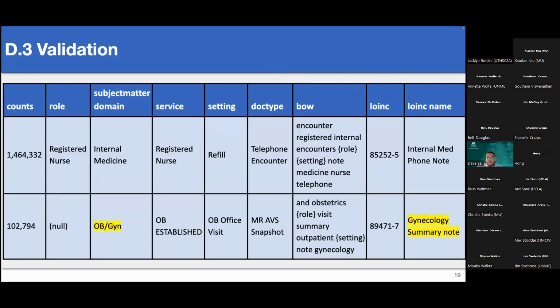So these were two mappings that were good. And as you can see, I've highlighted the OBGYN issue that's now been resolved, so we get those mapped successfully. The other above is just a typical one that we have run into a lot, just a telephone encounter or a telephone note.